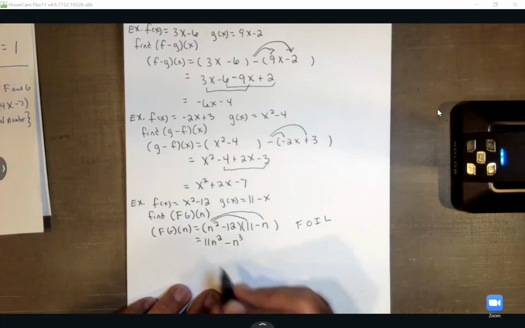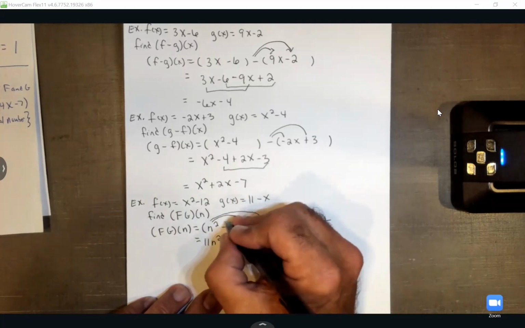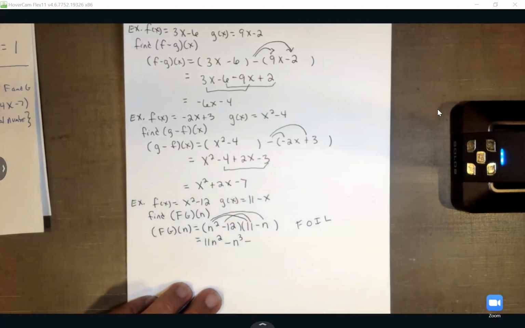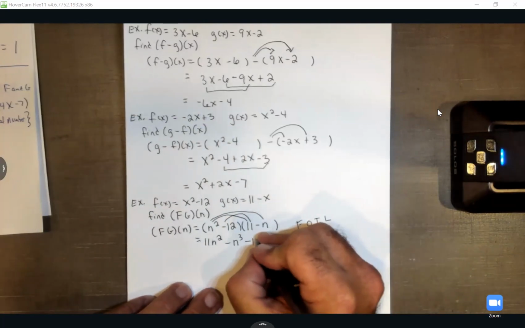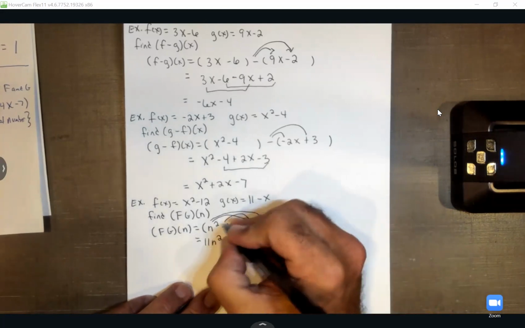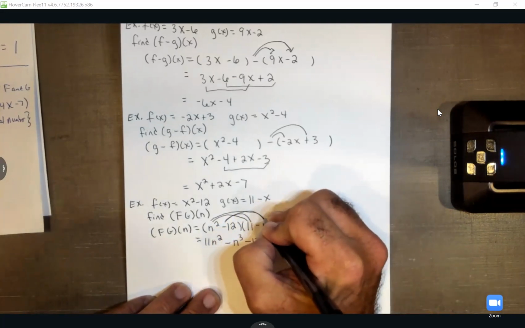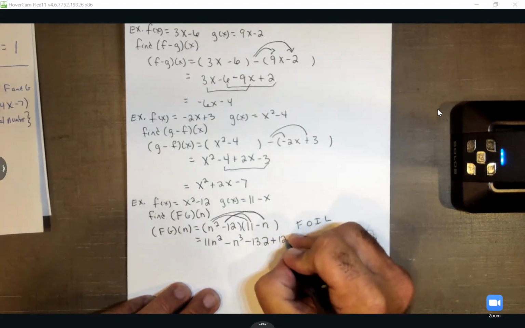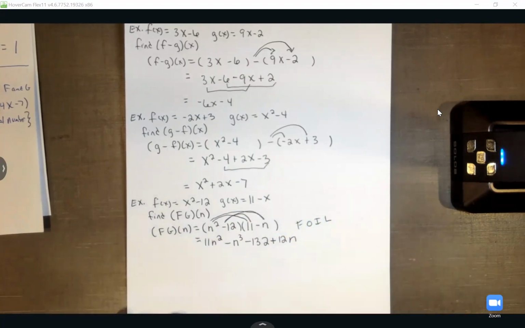All right, y'all. Now I'm going to distribute negative 12. Negative 12 times 11, that's going to be a negative 132. And then you got your negative 12 times a negative n. So that'll be a positive 12n. So can you go further?